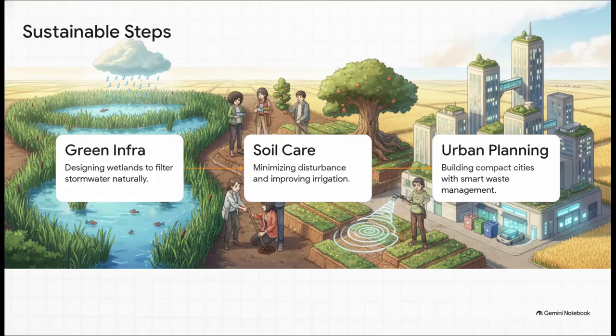And the really cool part is how practical these solutions are. Step 1 is green infrastructure. Instead of just pouring more concrete drains, smart engineers are designing constructed wetlands that naturally absorb and filter stormwater. Step 2 is soil conservation. This means minimizing disturbance during construction, saving existing trees, and designing smarter irrigation to stop that salinization we talked about earlier. And step 3 is urban planning, designing compact, highly efficient cities that don't need to pave over fertile farmland to function. It's all about balance and smart waste management.